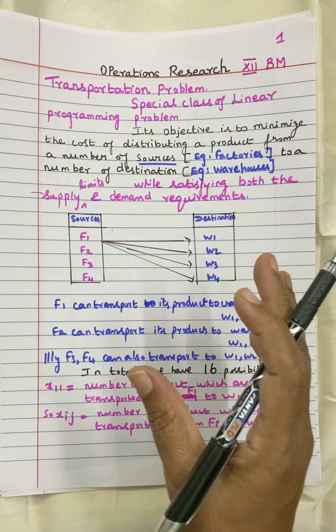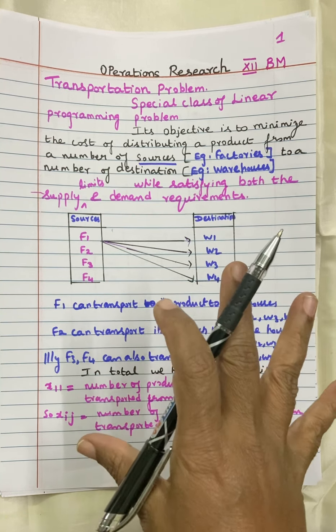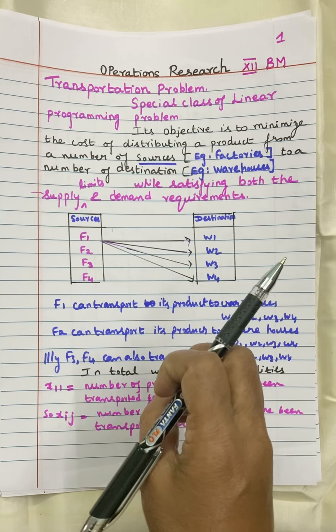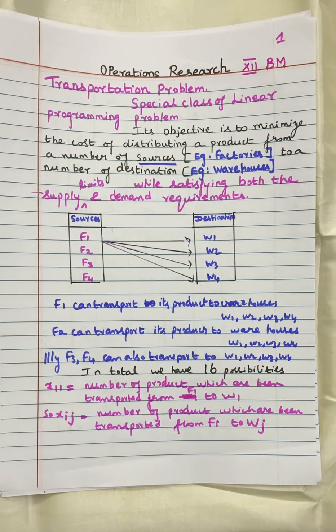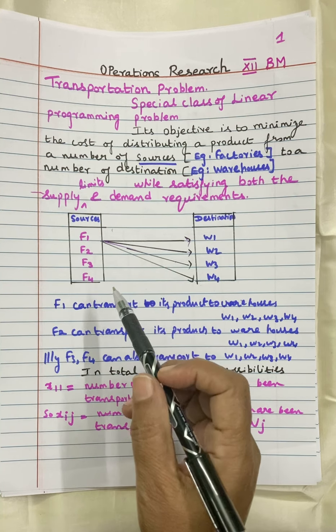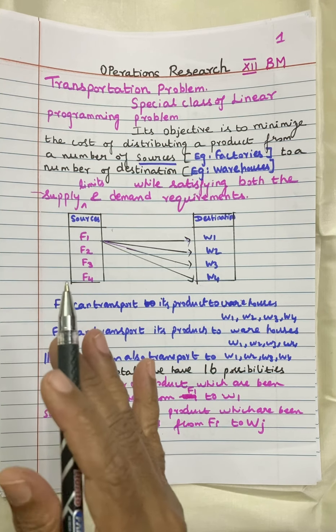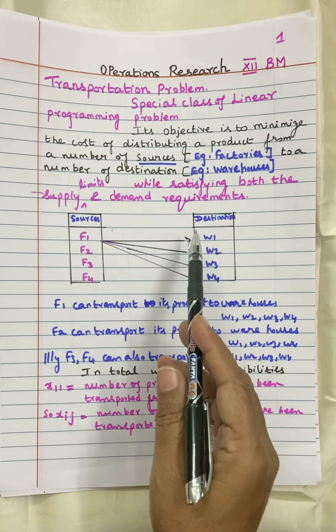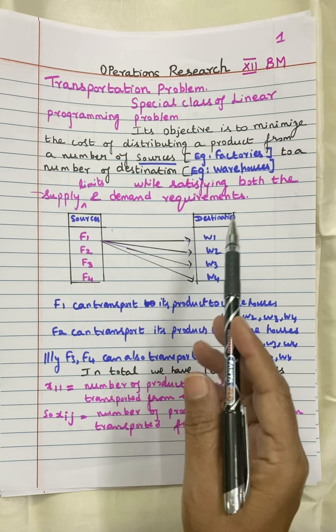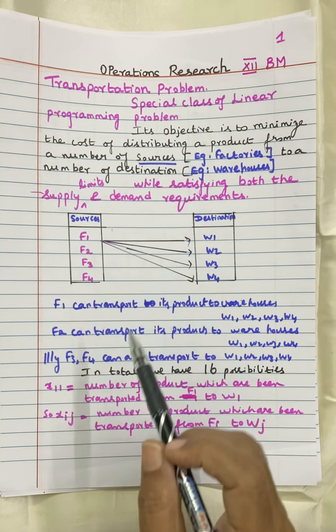So we have a demand, so much requirement is there, but I cannot satisfy all the demands with my supply. For supply I have only so many limits. So satisfying both while minimizing the cost is called the transportation problem.